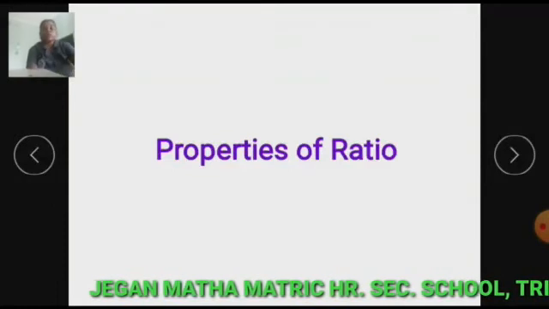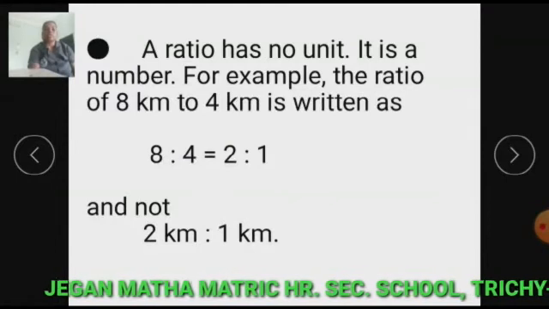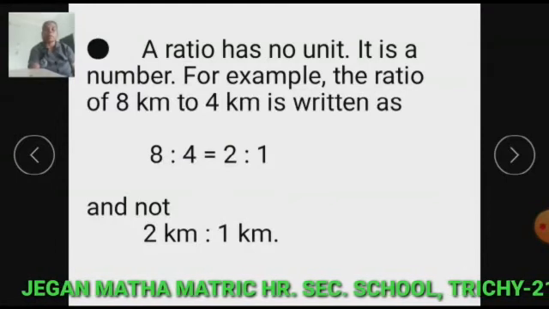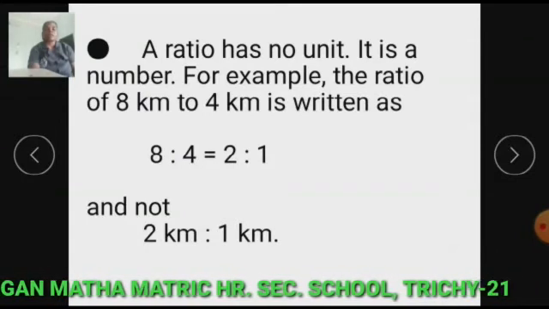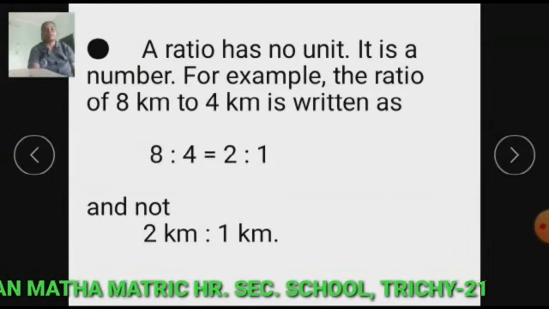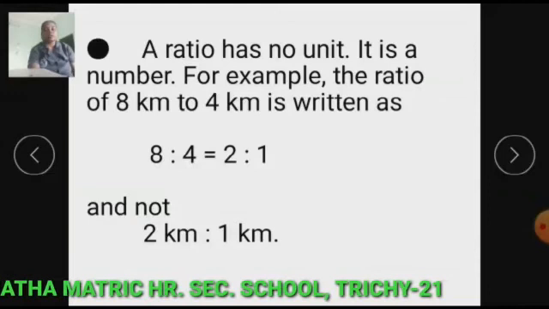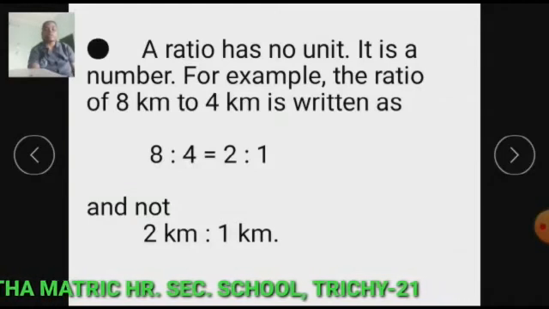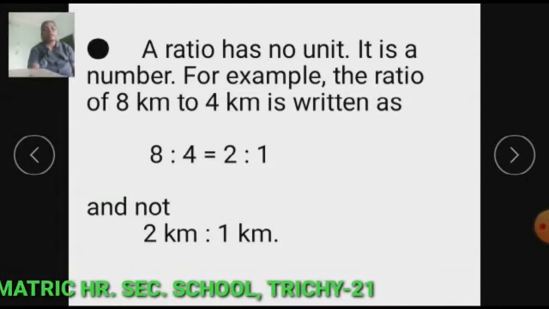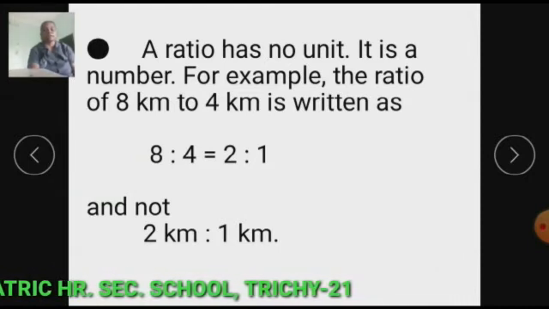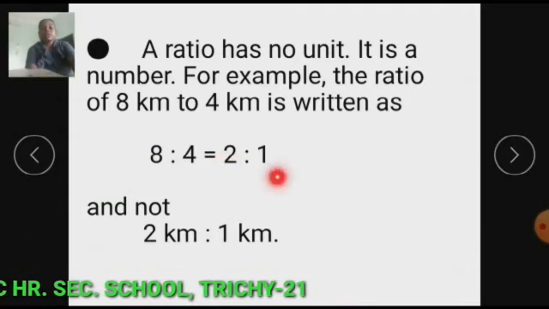Properties of ratio. Property 1. A ratio has no unit. It is a number. For example, the ratio of 8 km to 4 km is written as 8:4, which is simplified by 2 equal to 2:1, and not written as 2 km is to 1 km. Here 2:1 is the simplest ratio form.